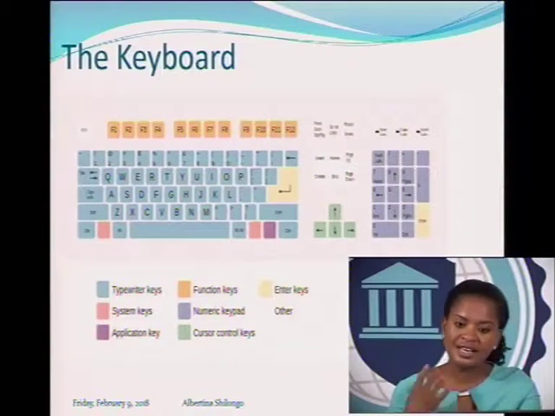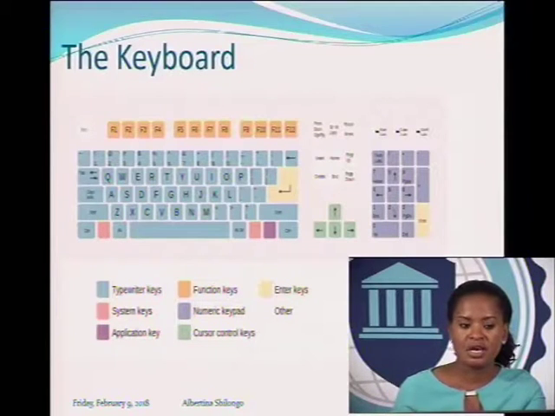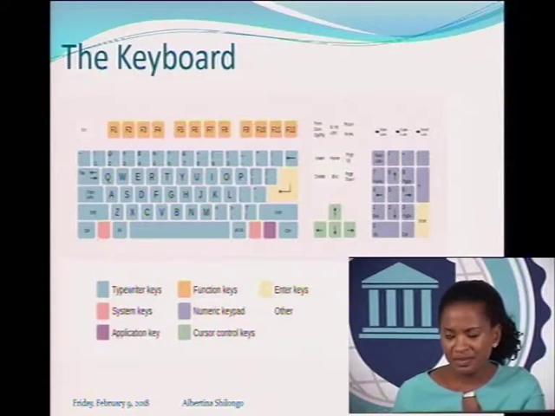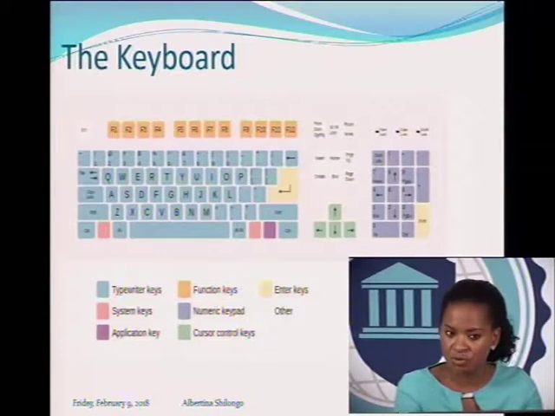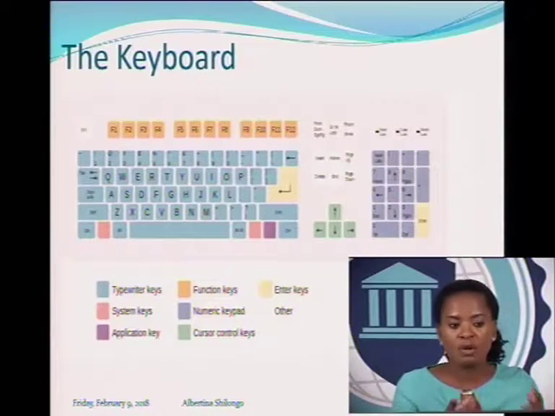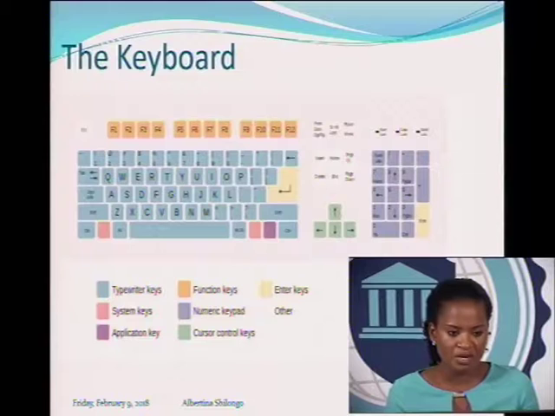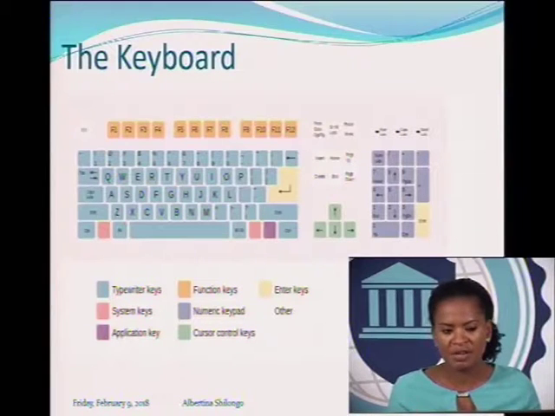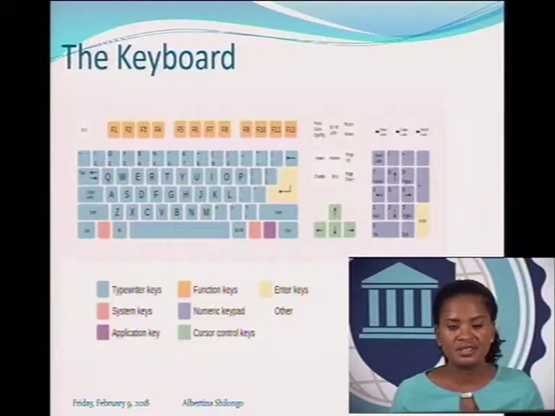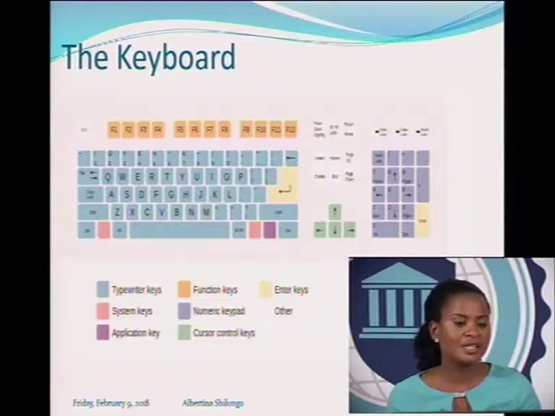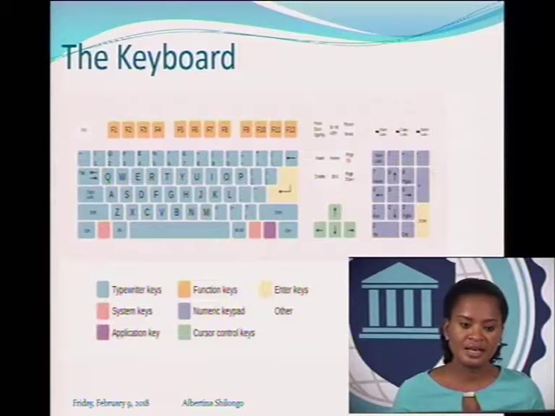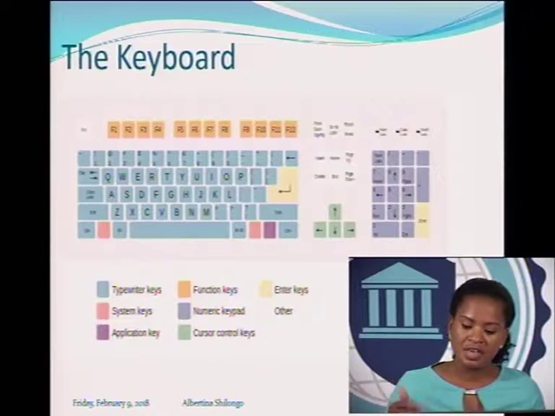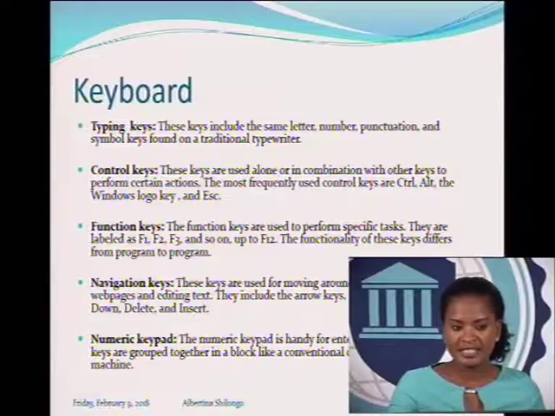Now these keys are categorized in different types. You have got something called the typewriter keys. These are your keys from A to Z. These are the ones that you click or hit when you want to type Word documentations or when you want to type anything. You've got something called the system keys. We've got the application key, the function keys, the numeric keypads, the cursors. You've got the navigation key, and then the enter key.